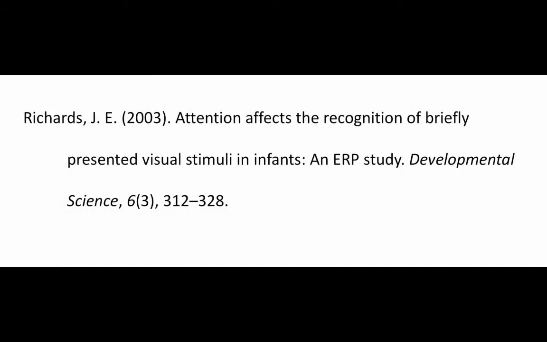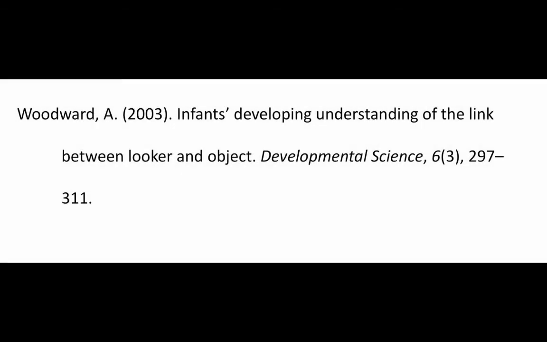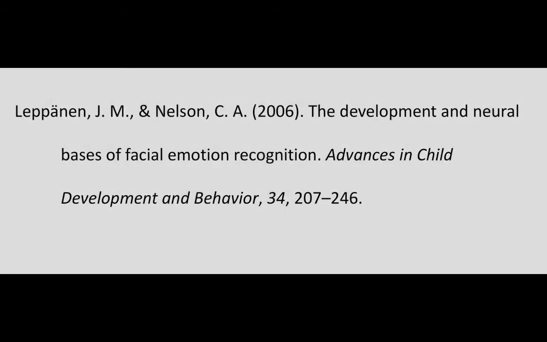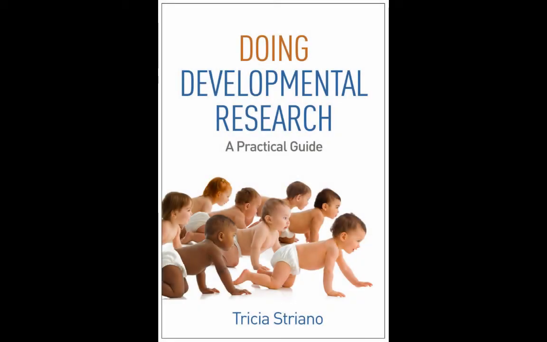The seventh reference is for a journal article. The eighth reference is for a journal article. The ninth reference is for a journal article. And finally, the 10th reference is also for a journal article. For more information on the various types of references, refer to your book Doing Developmental Research.